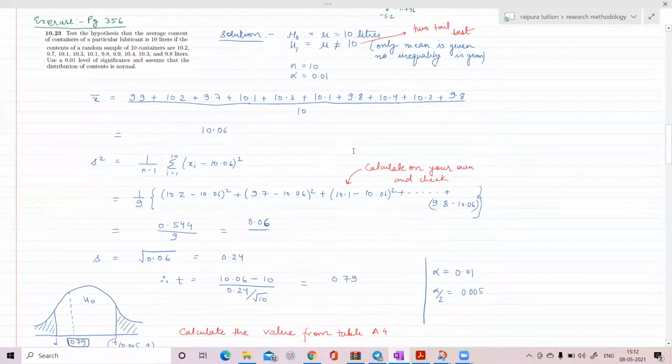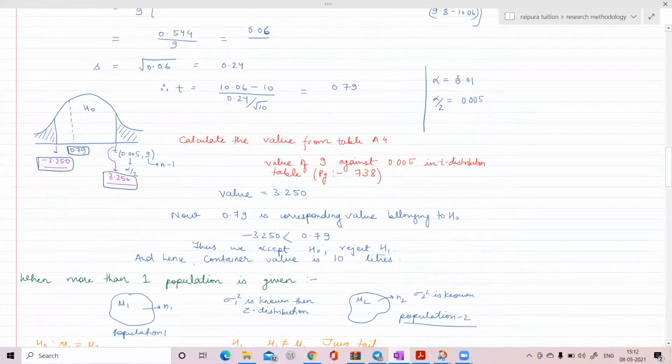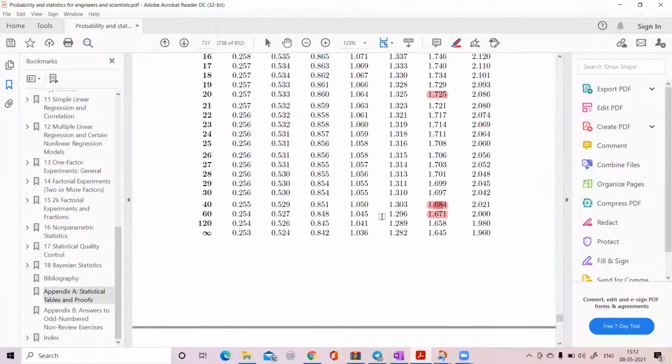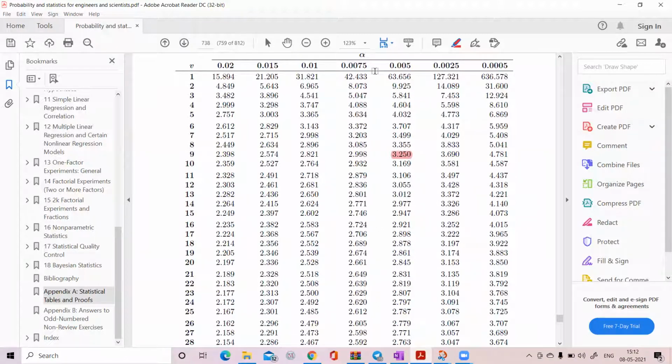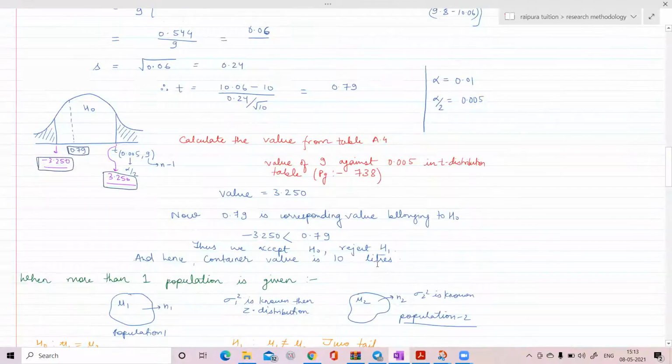Now what are the degrees of freedom and the value of alpha? The given value of alpha is 0.01, but for a two-tailed test we need to find alpha by 2. So we calculated alpha by 2, which came up to be 0.005. So for 0.005 we need to see what the value is for 9 from the table. It is on page number 738. On page number 738, we will see that for 9 against 0.005, the value is 3.250. So we will use this value.